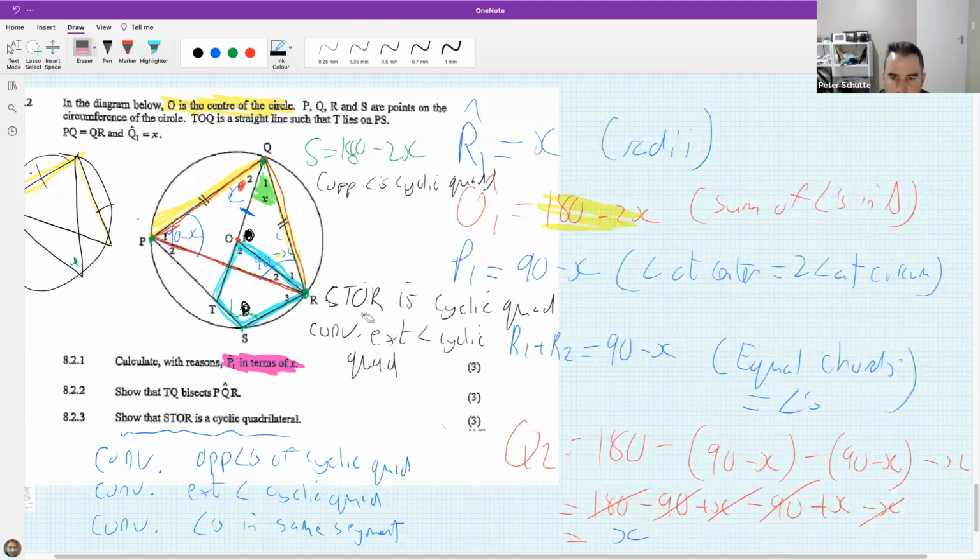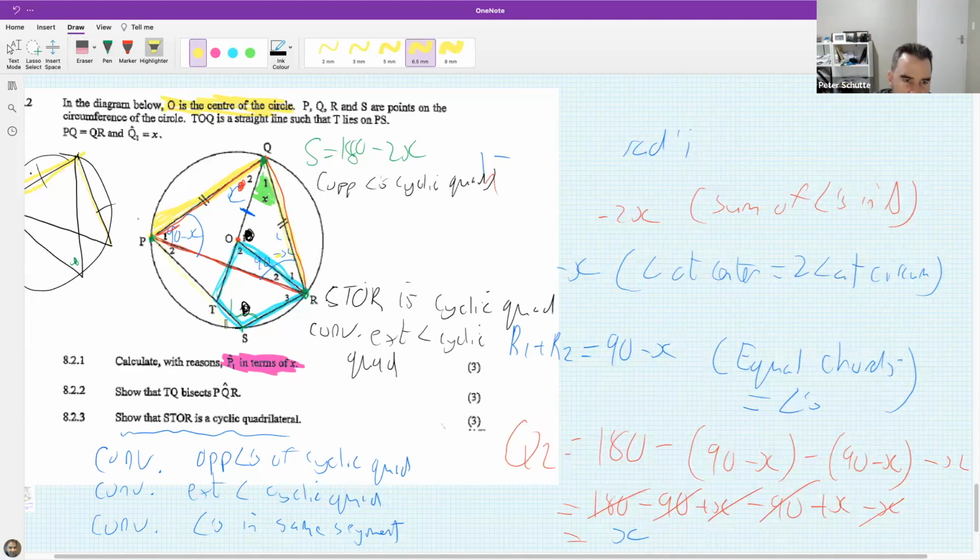So just to go over the logic I used again before I dismiss it for today, I first looked at the big cyclic quadrilateral, we'll say the yellow one. And using the fact that this was 2x on this side, this had to be 180 minus 2x. This was 180 minus 2x already. And now I have an exterior angle equal to an interior opposite.